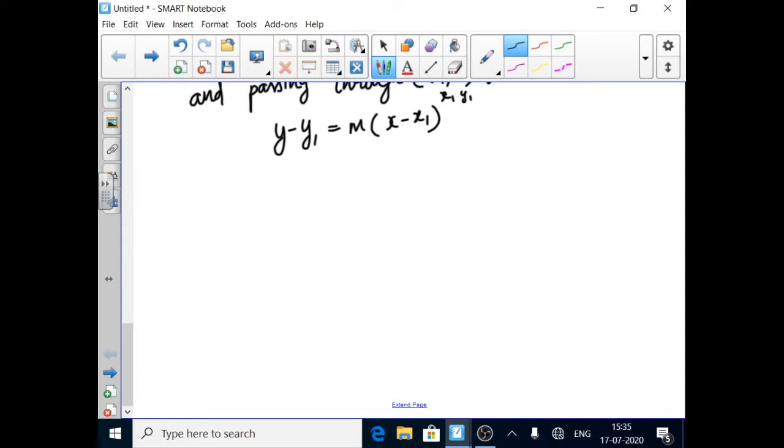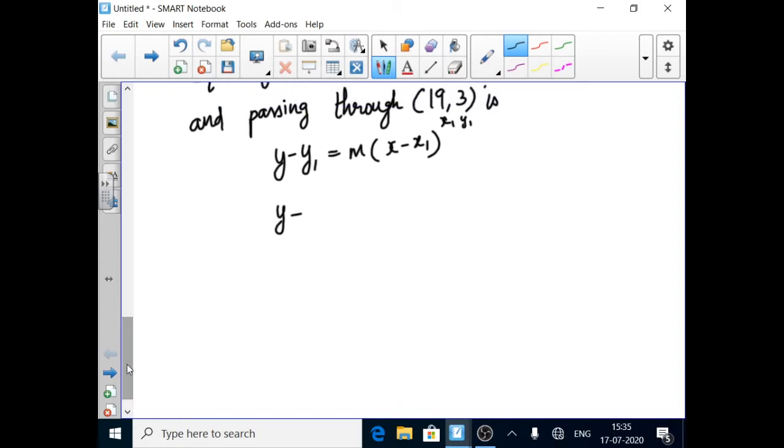So here y minus y1 is 3, is equal to, what is the value of m? The value of m is 1. So 1 into x minus 19. So y minus 3 is equal to x minus 19.